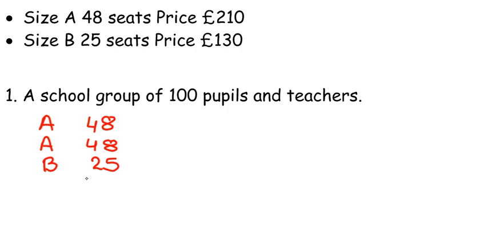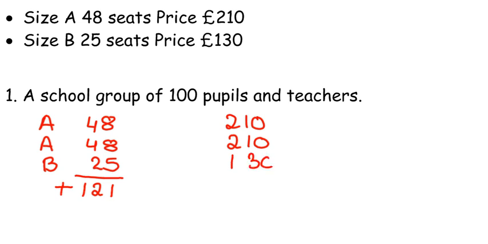And then, in order to get marks in an assessment like this, you just need to show that when I add those numbers up, I get 121 people. So I've got enough seats for 100 people. What does that cost me? It's going to cost me 210 and 210 and 130. I'm going to add those up, and it's going to cost me £550 to cover my 121 people. That's all the work you need for that.